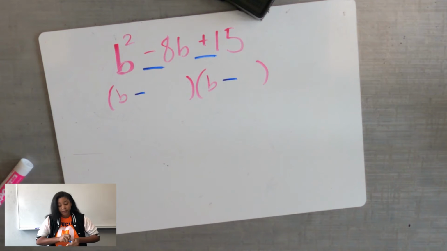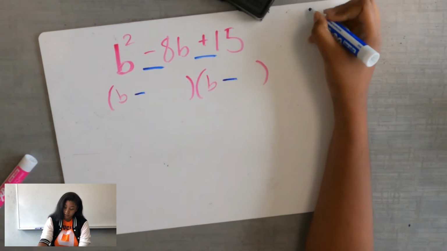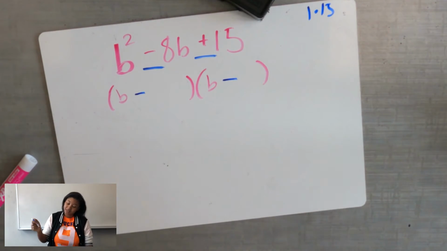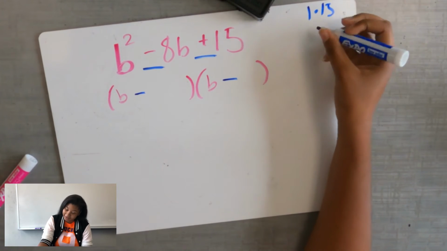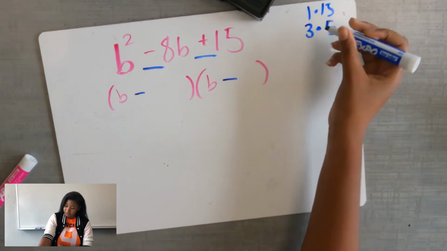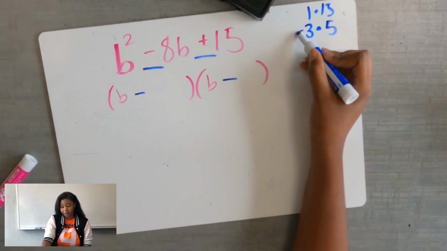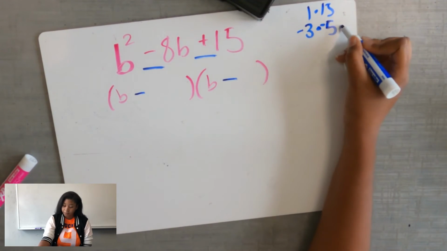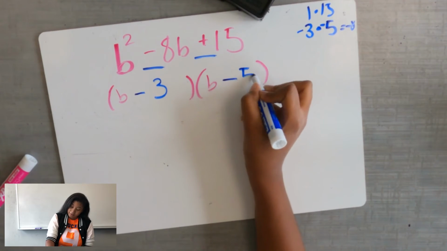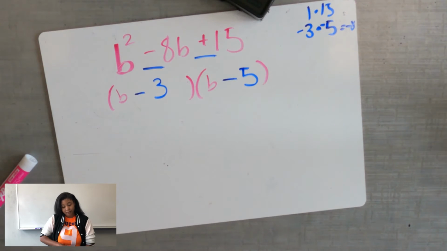Now we need to figure out what multiplies to equal 15, but adds to equal negative 8. We can write that down. We have 1 and 15. Nothing times 2 equals 15. And we have 3 times 5. We can already stop there since we know that negative 3 plus negative 5 will equal negative 8. So we can have one of these be negative 3 and the other be negative 5, and then we get our factored form of b squared minus 8b plus 15. It would be b minus 3 times b minus 5.